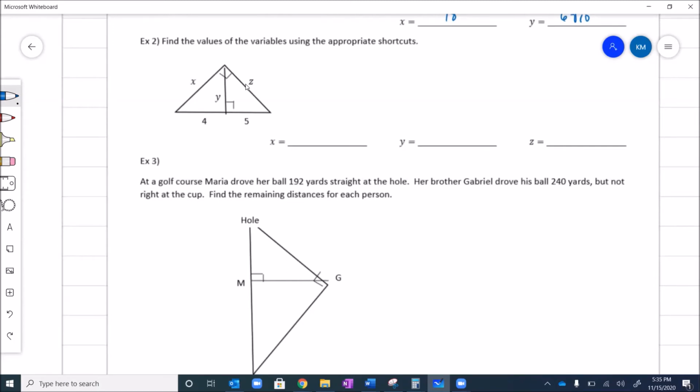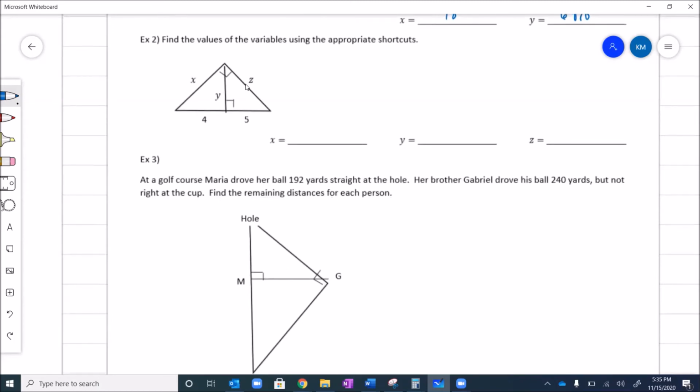Example 2 says find the values of the variables using the appropriate shortcuts. Now they're asking us to find x, y, and z. Here's the nice part about the corollaries: I can find x without finding y, and I can find z without finding y. That was the nice part about the corollaries.